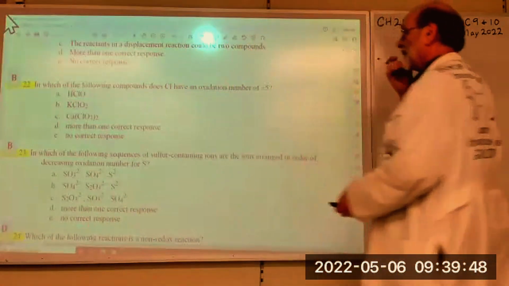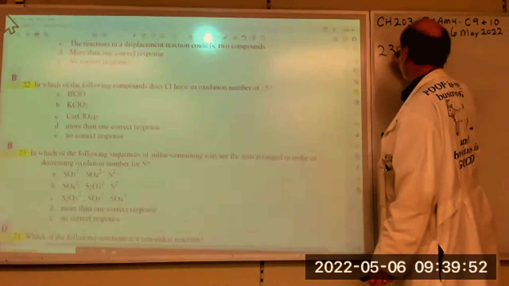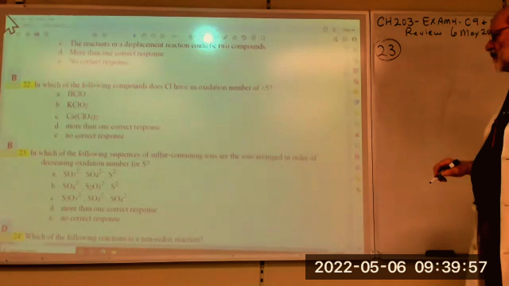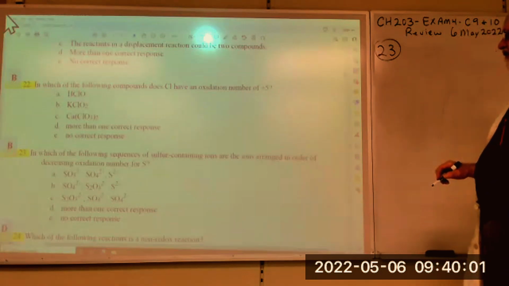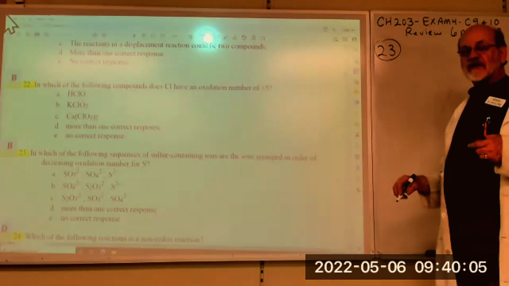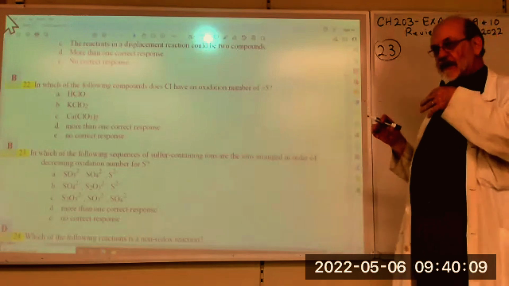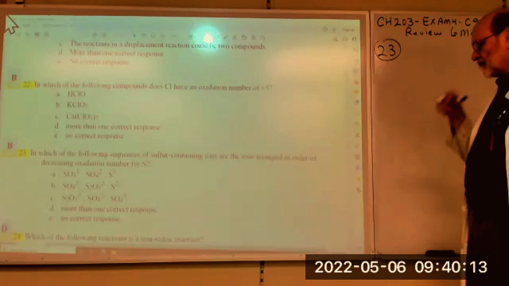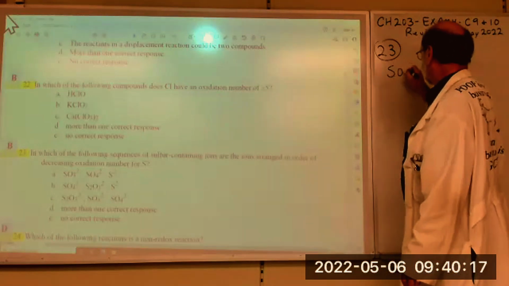All right. 23. In which of the following sequences of sulfur-containing ions are the ions arranged in order of decreasing oxidation number? Decreasing means they become more negative. They might be all positives, but they become more negative from left to right. So let's see, what do we have here?